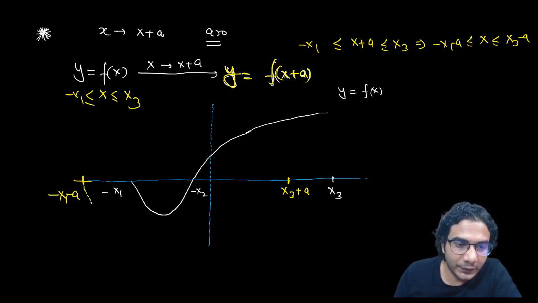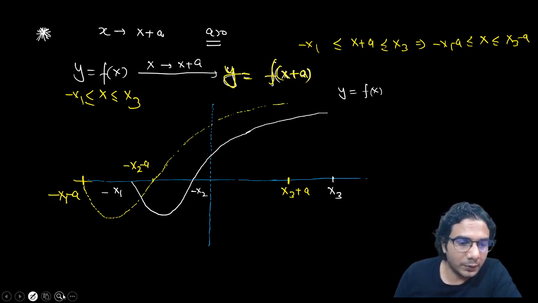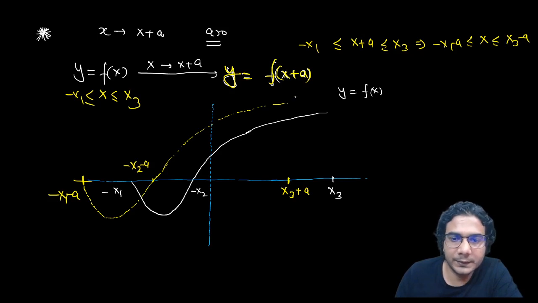So see, this is going to happen. What will be this point? This point is going to be minus x2 minus a. It will be like this. The whole graph will transform like this. Got it? So the whole graph is shifted towards left by a units along the x-axis.